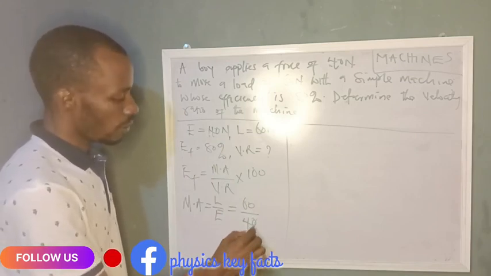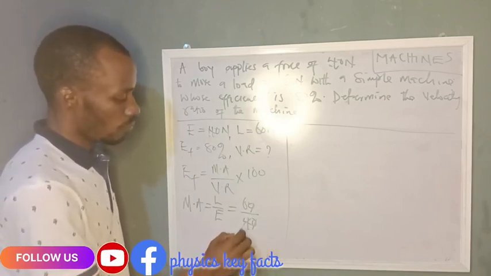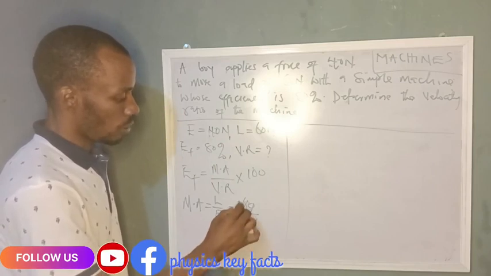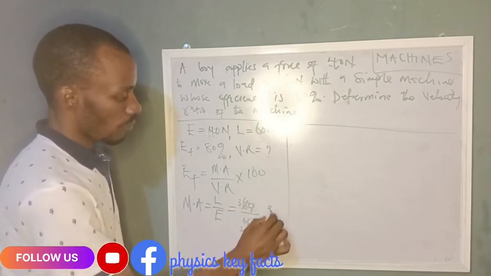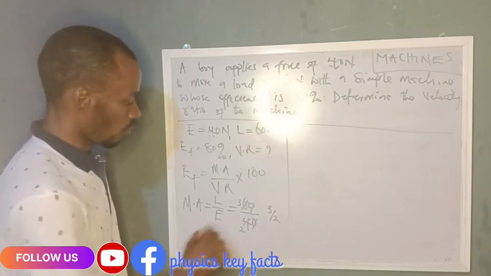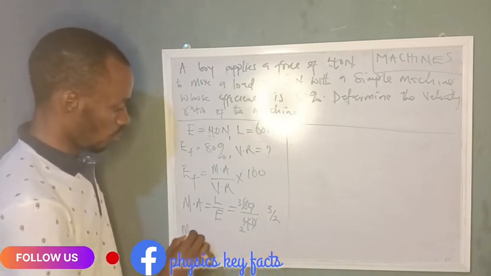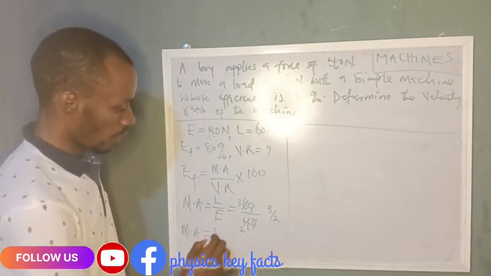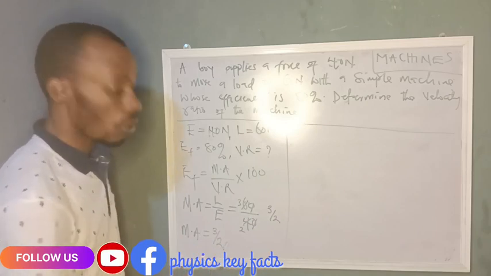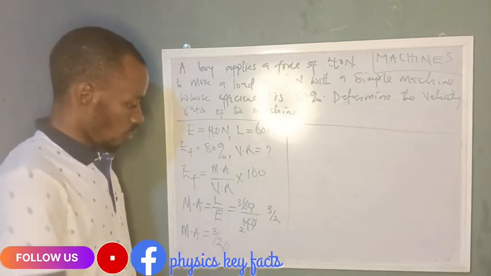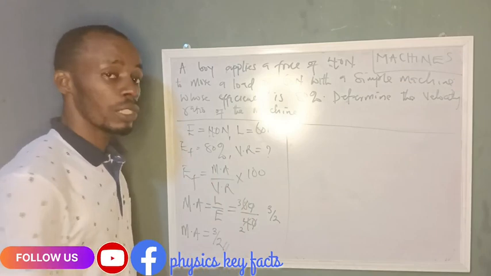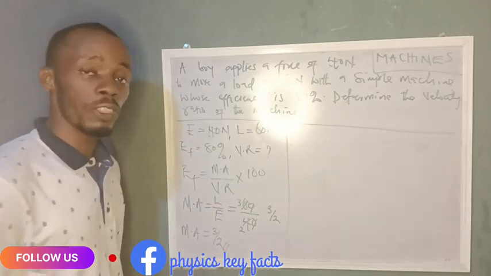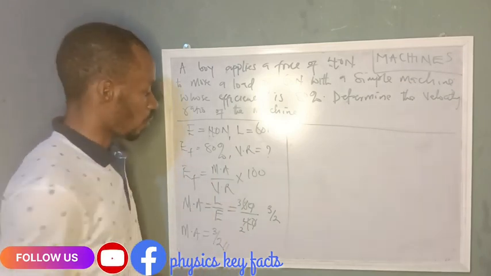So if we divide, 2 into 6 is 3. We are going to have mechanical advantage as 3 all over 2. So mechanical advantage is 3 over 2. We can take mechanical advantage, bring it in here, make velocity ratio the subject of the formula, and solve.